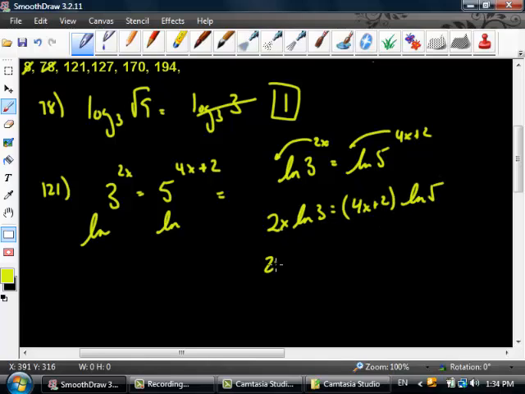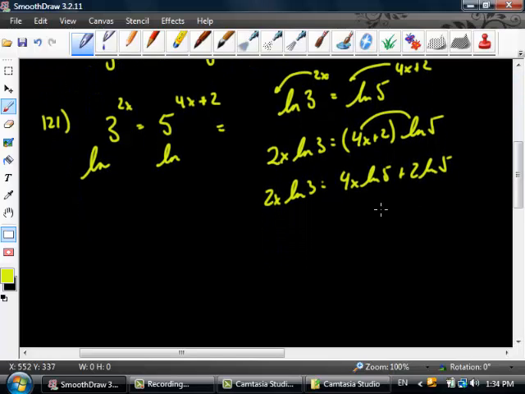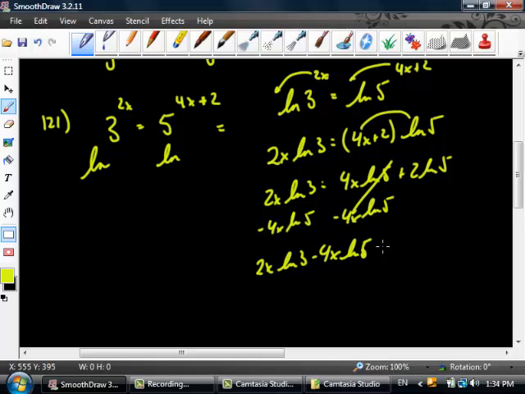Okay. From here, I'm going to distribute the right side. So that is 4x ln 5 plus 2 ln 5. Remember, natural log of 5 is just a number that we haven't defined yet. I'm going to subtract 4x ln 5 from both sides. So what I get is 2x ln 3 minus 4x ln 5 equals 2 ln 5. Factor out an x, you get 2 ln 3 minus 4 ln 5 equals 2 ln 5.